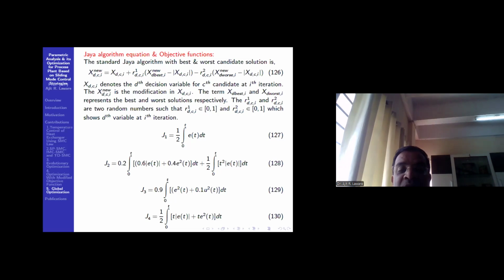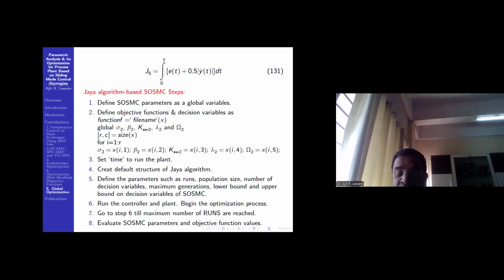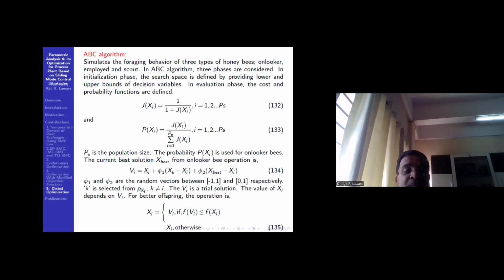So here I'm taking J1, J2, J3 and J4 with the weight assignment based on the previous contribution. I'm using these 5 objective functions over there, with the same strategy as NSGA2, and optimizing the SOSMC parameters and objective function values.